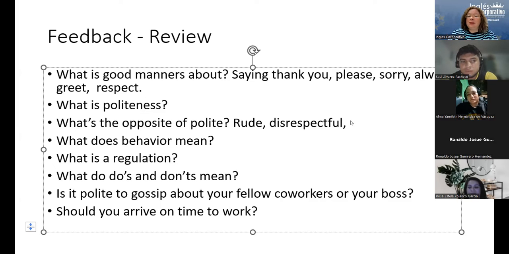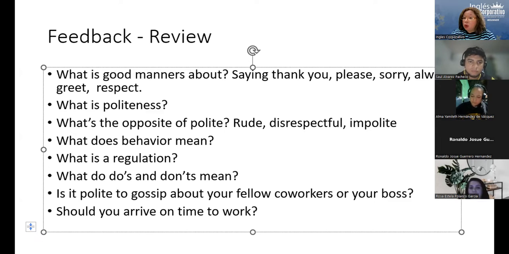But you can also be impolite. Okay, impolite. There you go. Impolite. Yes. And if we think about politeness, we are talking about a way of acting. What is the way of acting towards any situation?